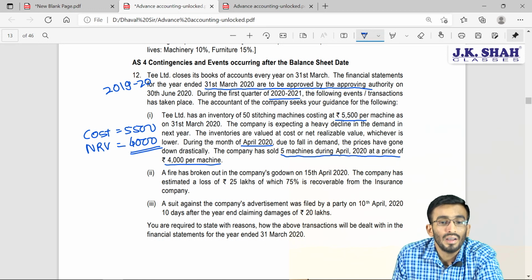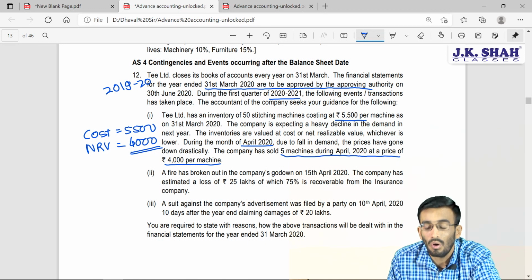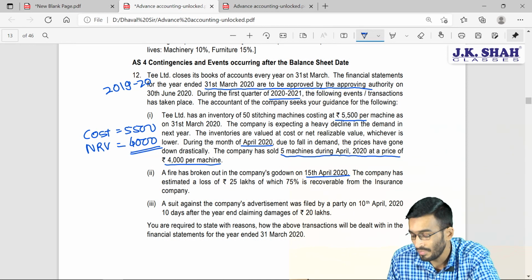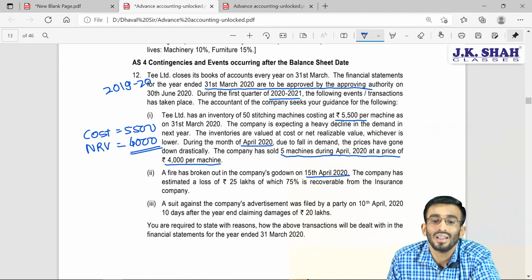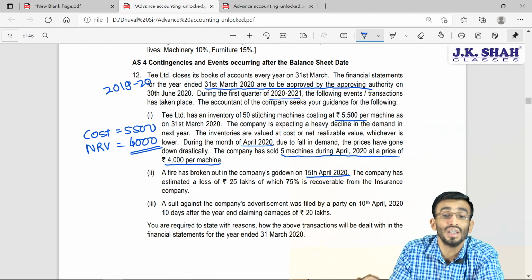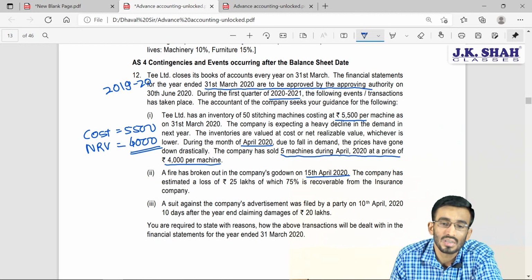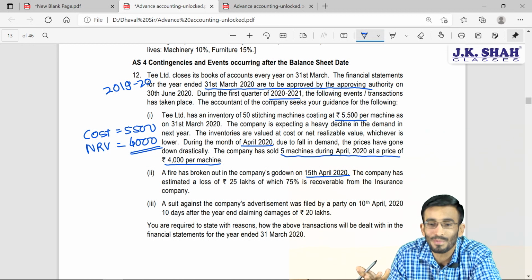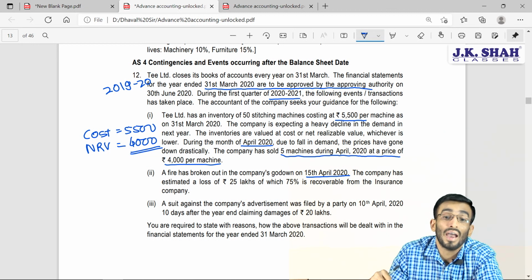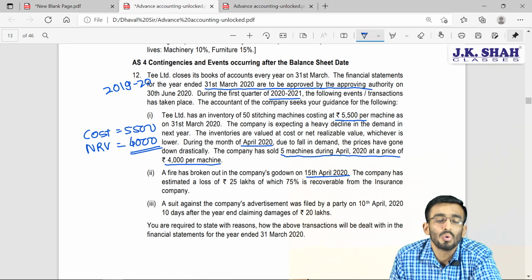Second, a fire has broken out in the company's godown on 15th April 2020. So first of all, sir, fire took place on 15th April. Now on 31st March, being an adjusting event, first of all we have to check whether any condition existed with respect to that event on 31st March or not, and later on are we getting any additional evidence with respect to that condition existing on 31st March for the purpose of estimation of amount. So here the fire took place on 15th April, definitely there was no condition with respect to fire as on 31st March that fire will take place on 15th April. So, sir, there was no existing condition on 31st March, so definitely this is a non-existing event.